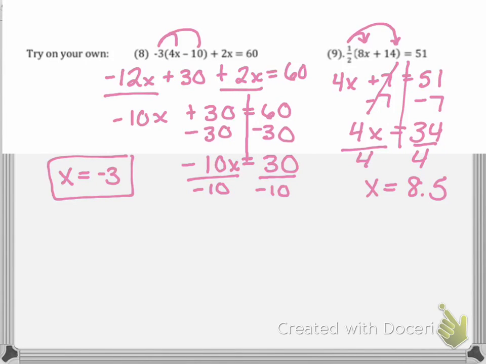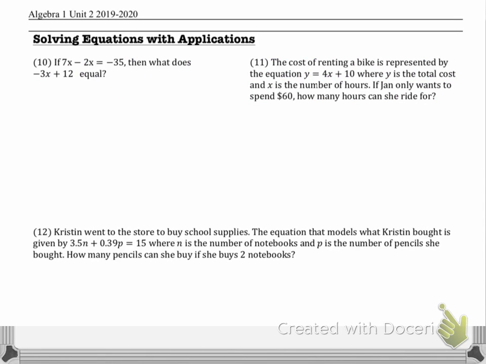In our last video, we talked about solving multi-step equations. So now we're going to apply that knowledge to word problems. At number 10 in your notes, it says, if 7x minus 2x is negative 35, then what does negative 3x plus 12 equal?